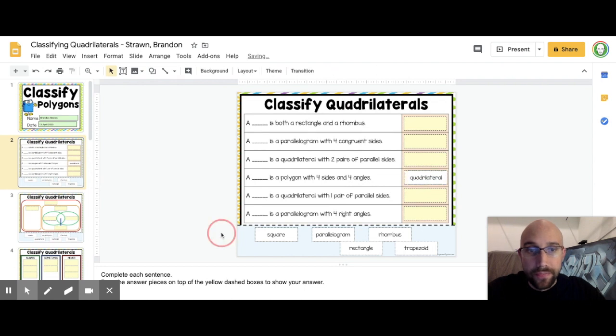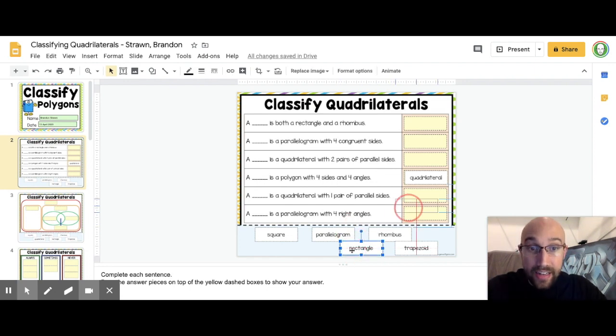If it's not perfect, that's fine. Then let's see. A blank is a parallelogram with 4 right angles. Ooh, now that might initially make you think, ooh, square, but stop. Does it say anything about the length of the sides? No. So instead, that is actually going to just be a rectangle. There we go. Ooh, in fact, looking up here, a blank is a parallelogram with 4 congruent sides. That would be square.